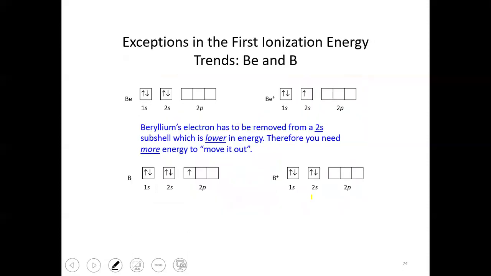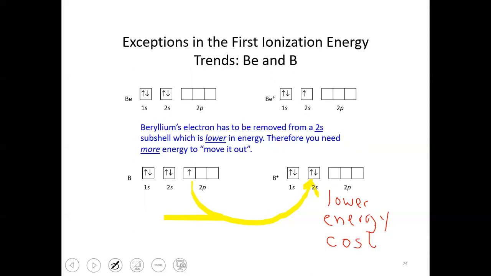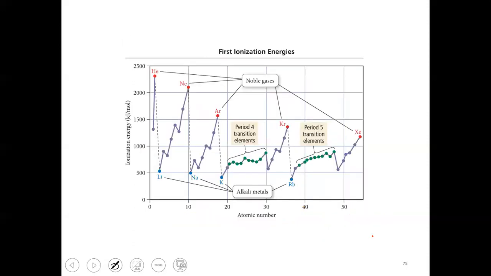Okay, well, basically, it makes sense that in going from here to here, you have a lower energy cost. All right. So that explains that blip. There should have been some text in here, it just didn't come up.